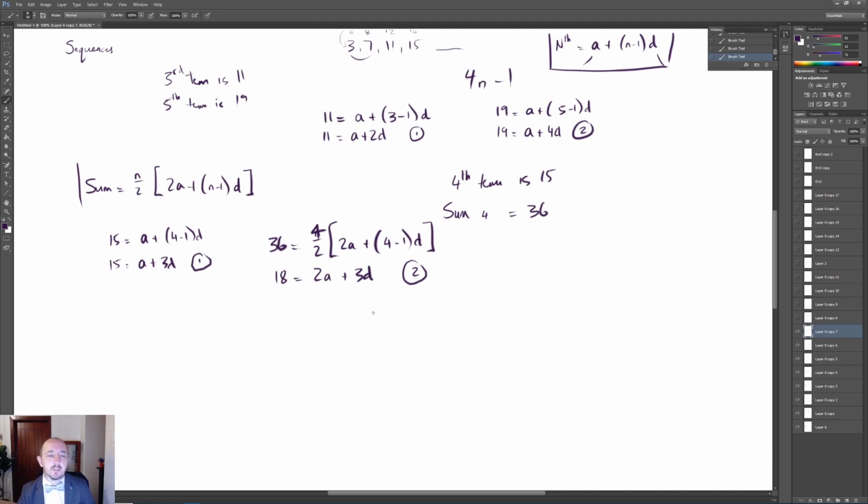But what we'll do is we'll find out a is equal to 3 and d is equal to 4. This is without knowing what this actual sequence was in the first place. And then they might say, well, what's the 20th term, or what's the sum of the first 10 terms? And you substitute all of those values back into the relevant equation that you need. Okay, so if you ever see any sequences, 99% of the time you're going to be generating simultaneous equations using the nth term and the sum formula.